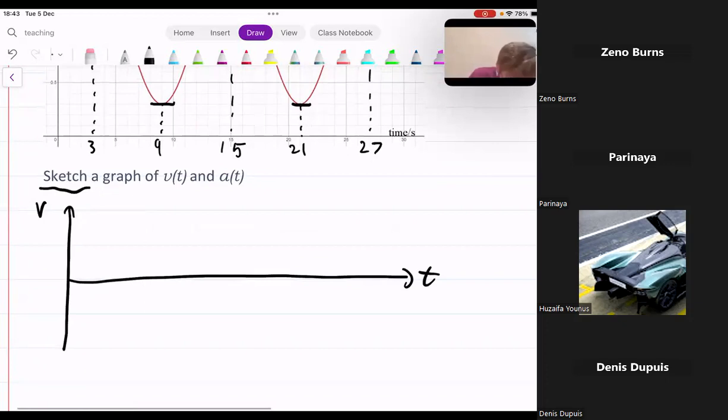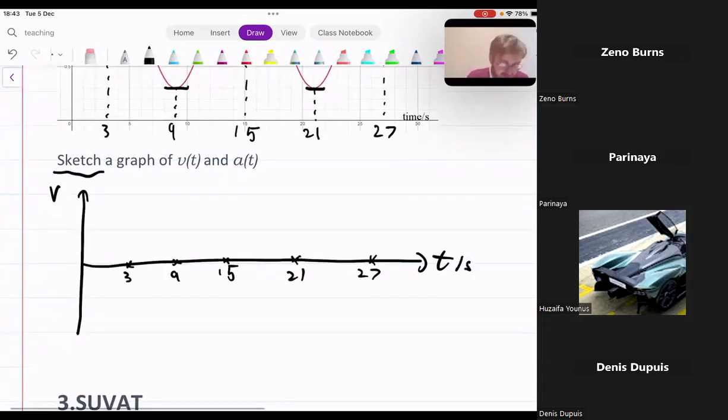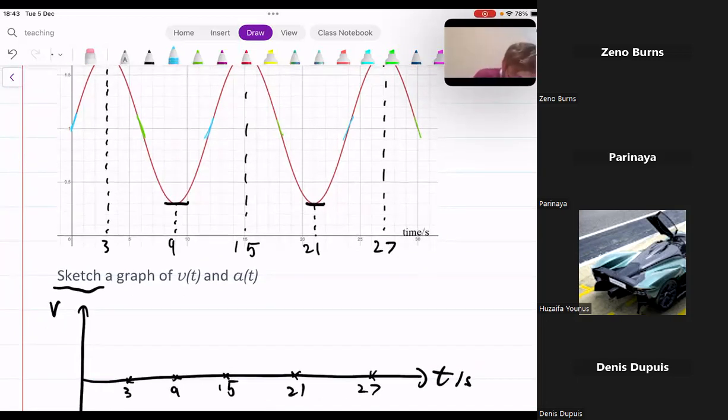So let's plot these on the graph. That's going to be about here, say 3, 9, 15, 21. This is very uneven, but it's just a sketch. For now, say time is in seconds. All of the crosses I've put along the x-axis here is when the velocity is 0. And we've already said velocity is a maximum for these blue things, where I've drawn it in blue.